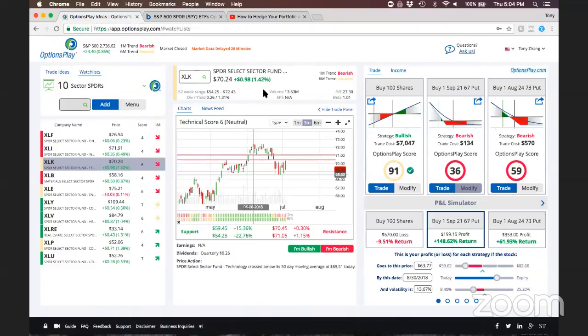I have a question here. Is this a function of bear put spreads versus put, the former being a better hedge and better economics? Yeah, so we're talking about in the money versus out of the money. You could certainly also use a spread.